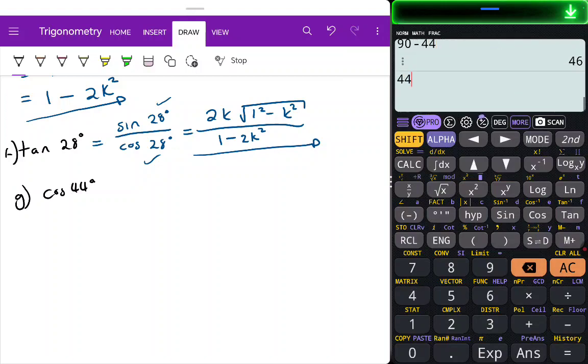Okay, 44 divided by 14 is a fraction. 46 divided by 14 is a fraction. So it's not those. Cofunctions are not working for me. Okay, next option. Did you check special angles? Can you split this into a special angle?